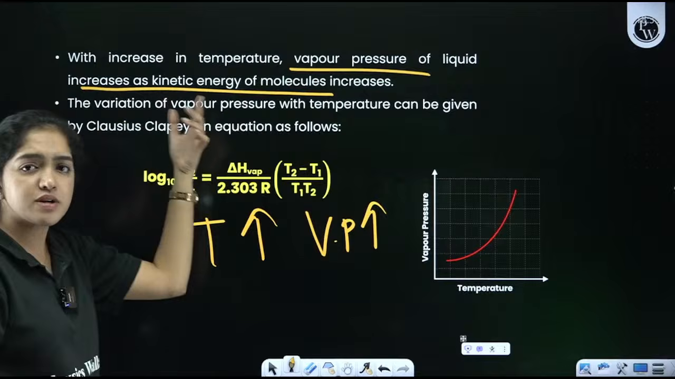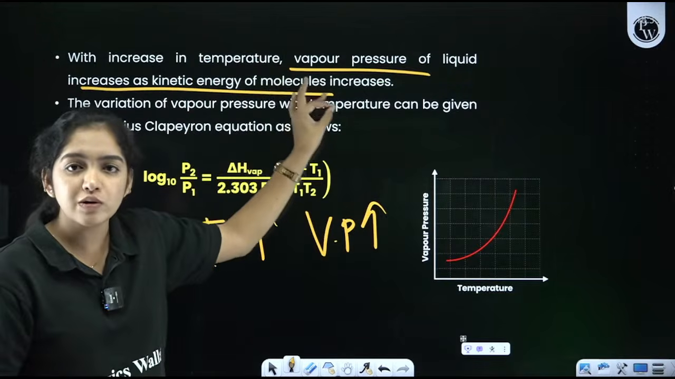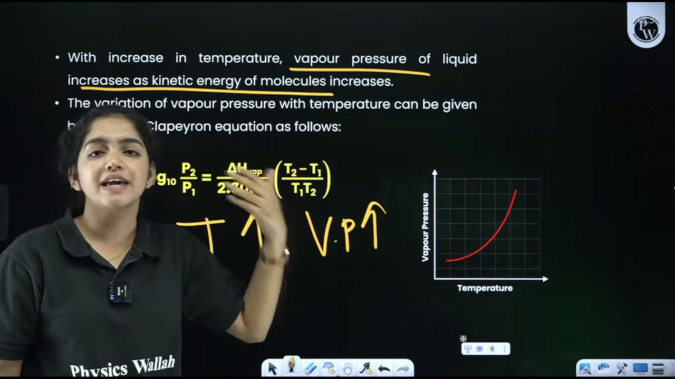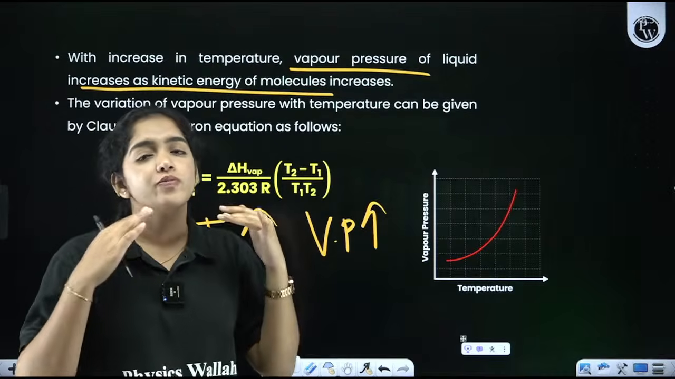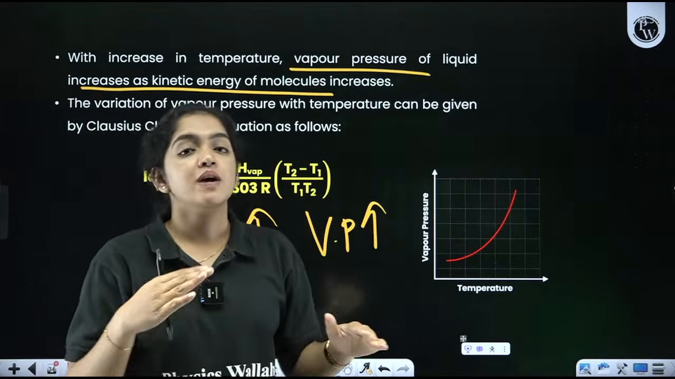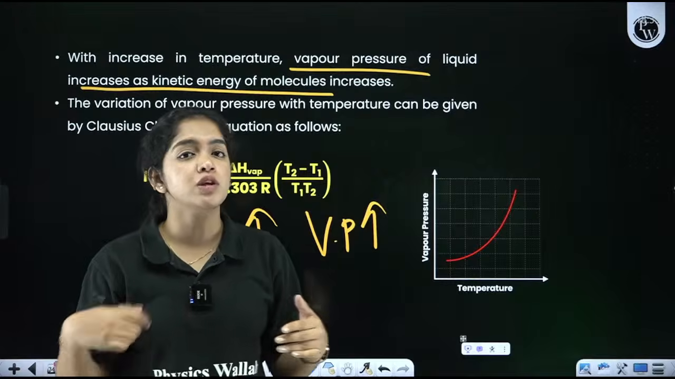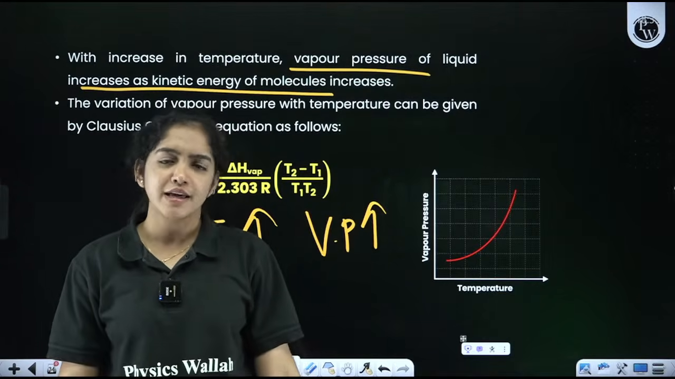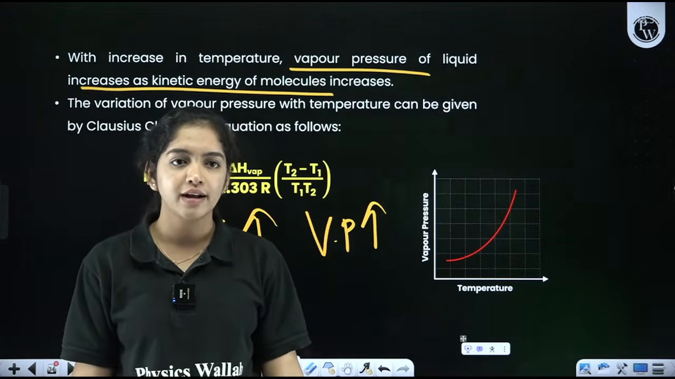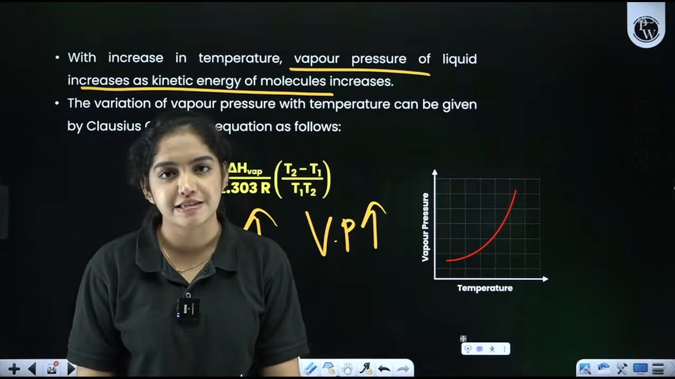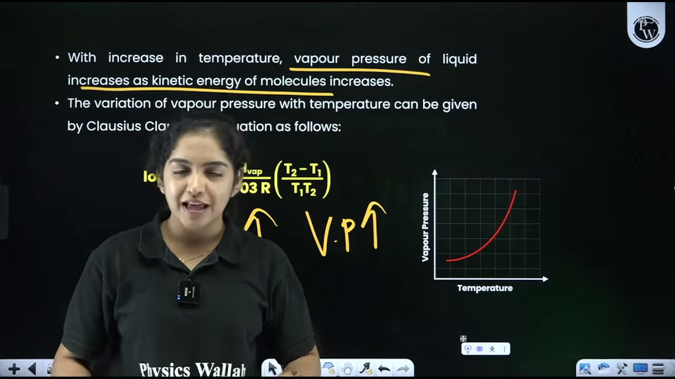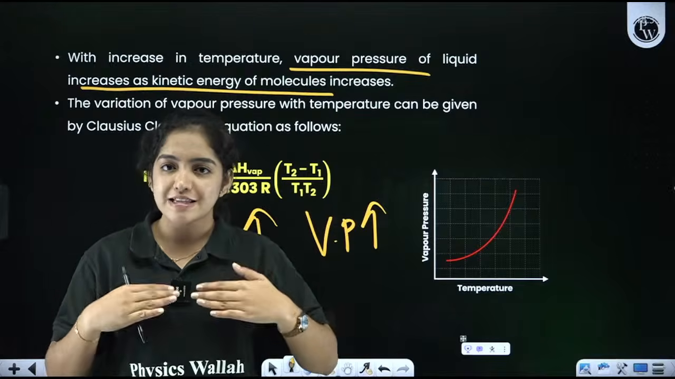So what happened to the vapor pressure increases? The kinetic energy of the molecules also increases. That means when we are heating, the molecules start to move very fast. If they are moving very fast, the energy due to the motion, for example, now I am standing still. Is there any energy for me? No, right? Now I am possessing potential energy. The energy due to position that we learned in physics.